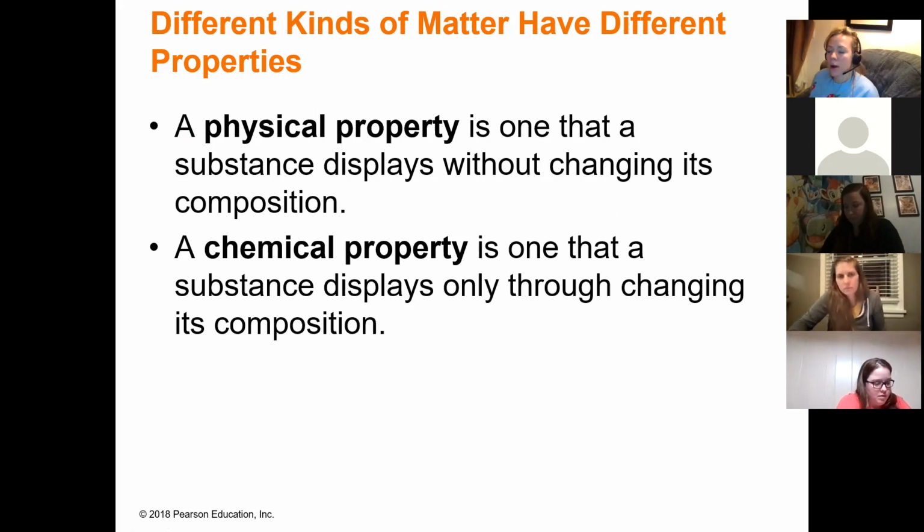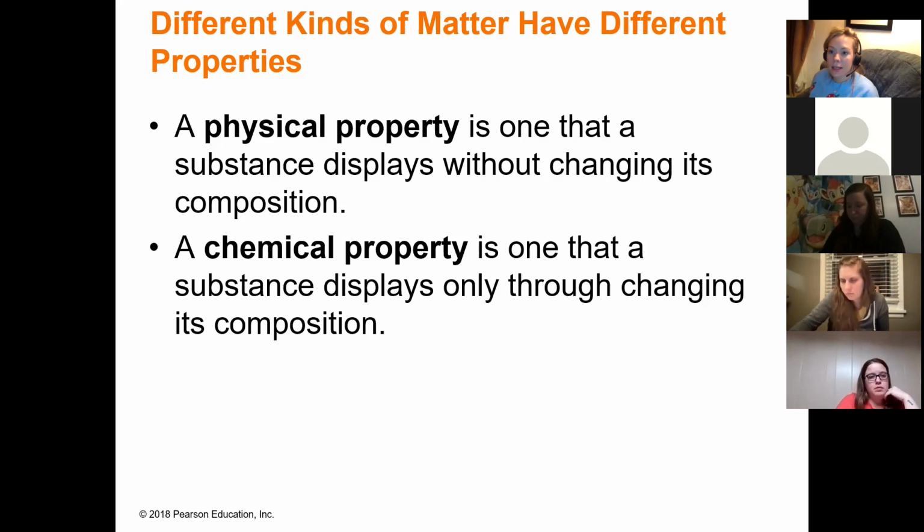Density is a physical property. Odor is a physical property. Luster is a physical property. Hardness of a material is a physical property. Shape is a physical property. Okay. A chemical property, on the other hand, is something that a material or a substance can display only through the process of changing its composition.